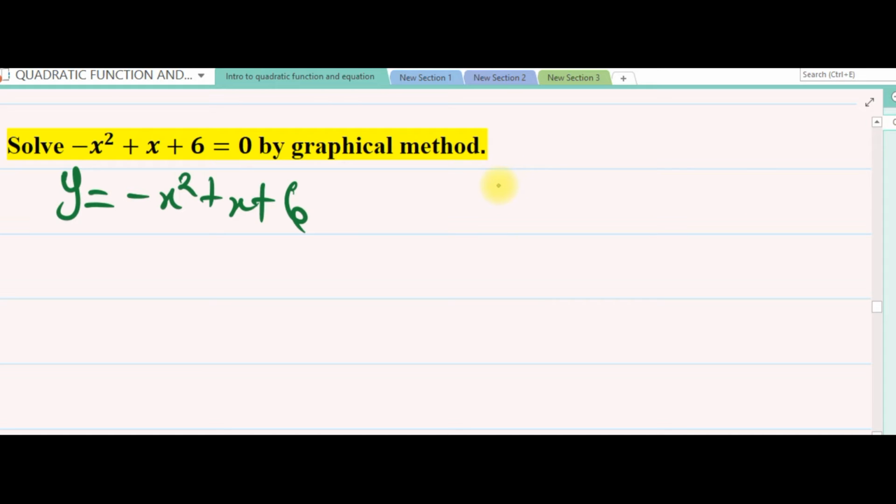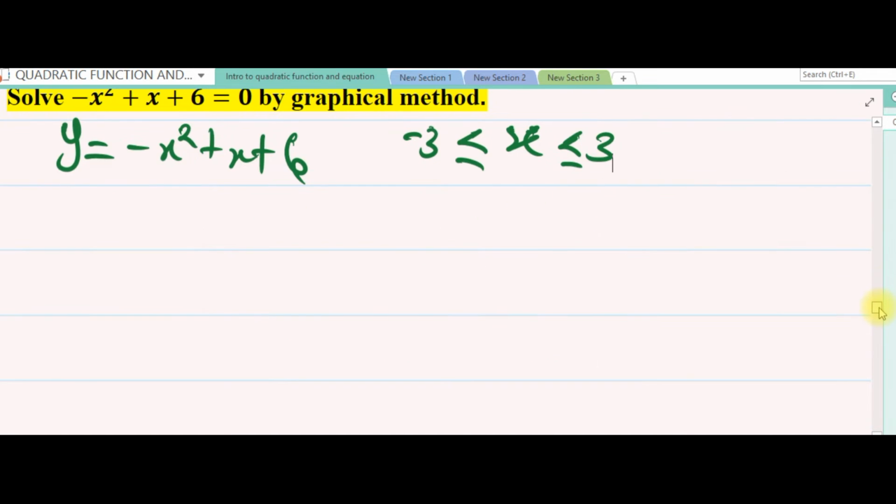What you have to do, I always choose equally spaced values. I always choose maybe from minus 3 to 3. I always use at least 6 or 7 points, because the more points you have, the better the graph. And use equal spacing. If you notice, this is minus 3, this is 3, so I started from minus 3 to 3. Let's now construct a table of values using this.